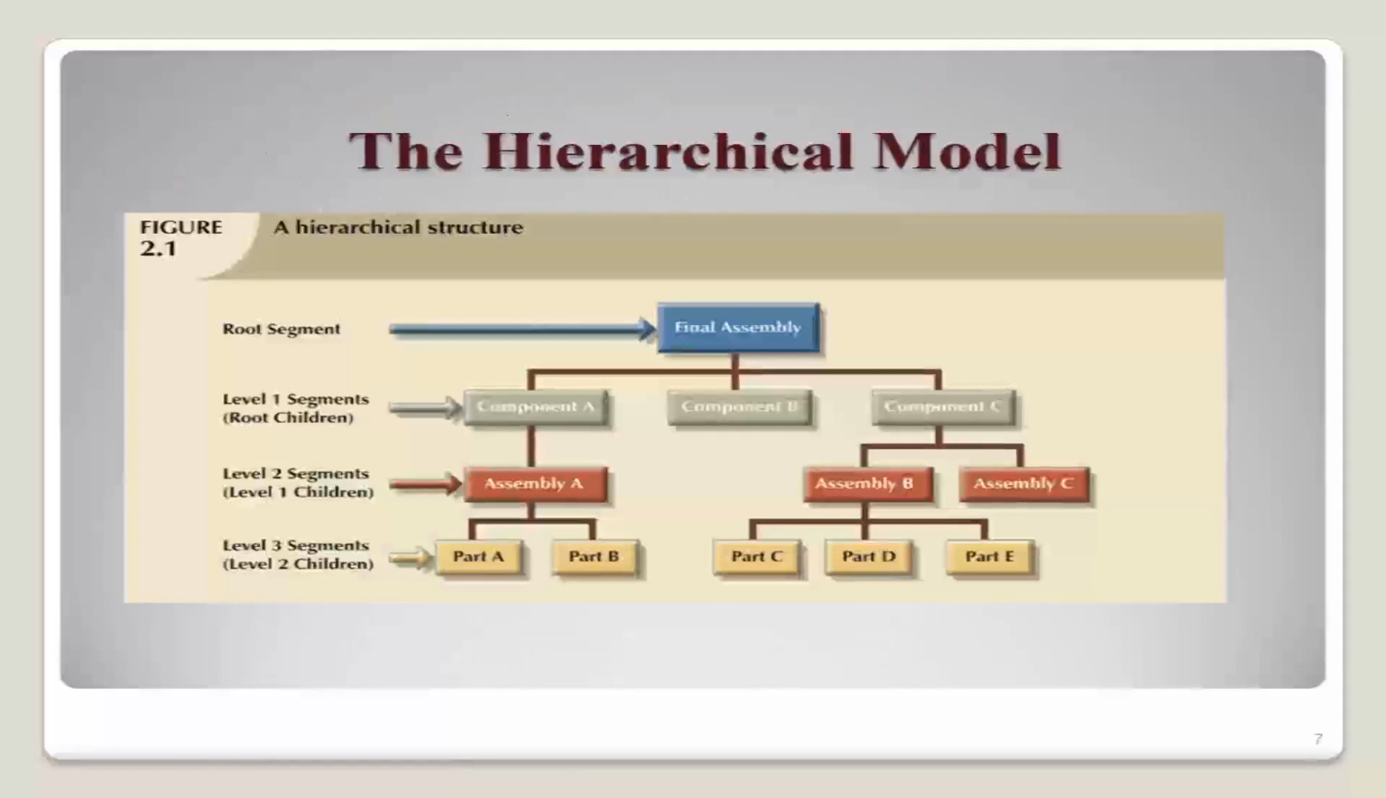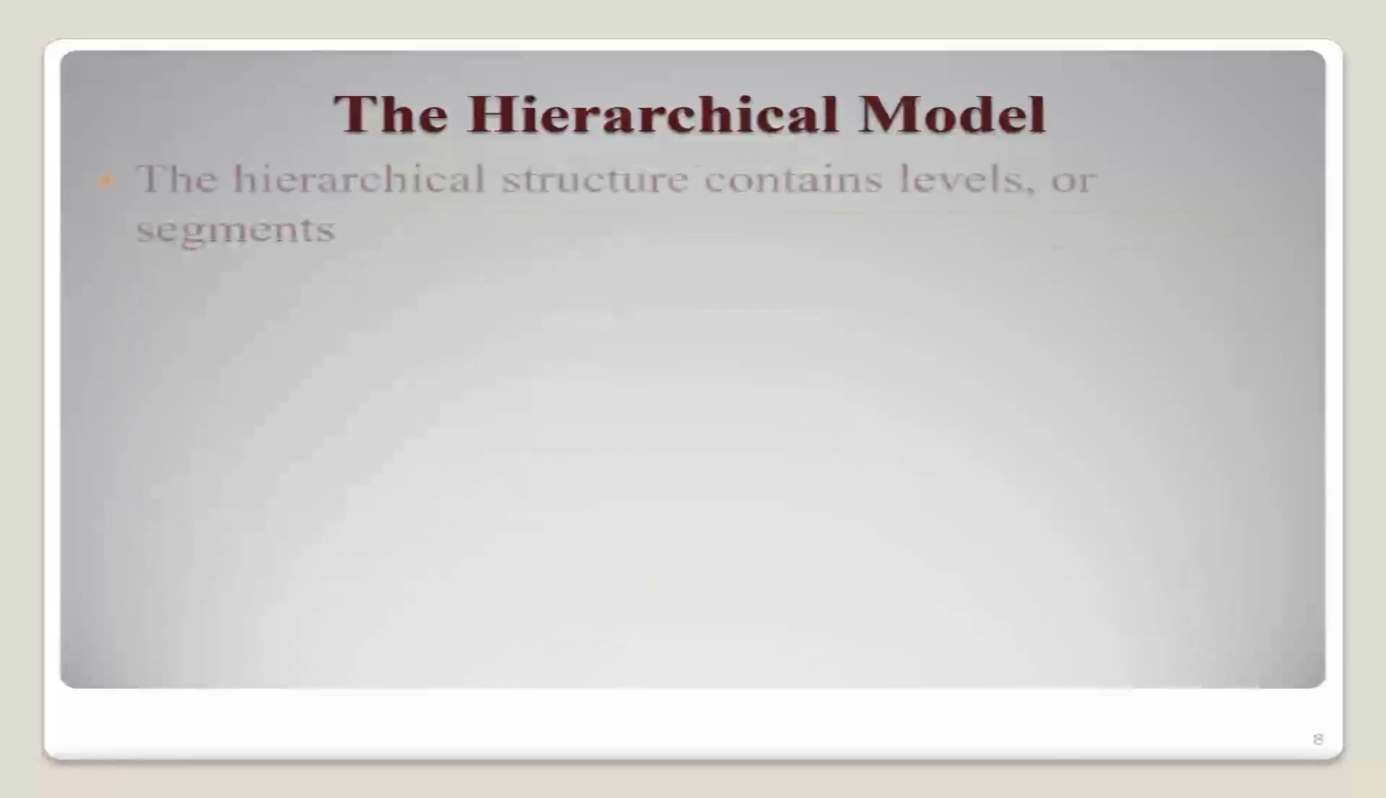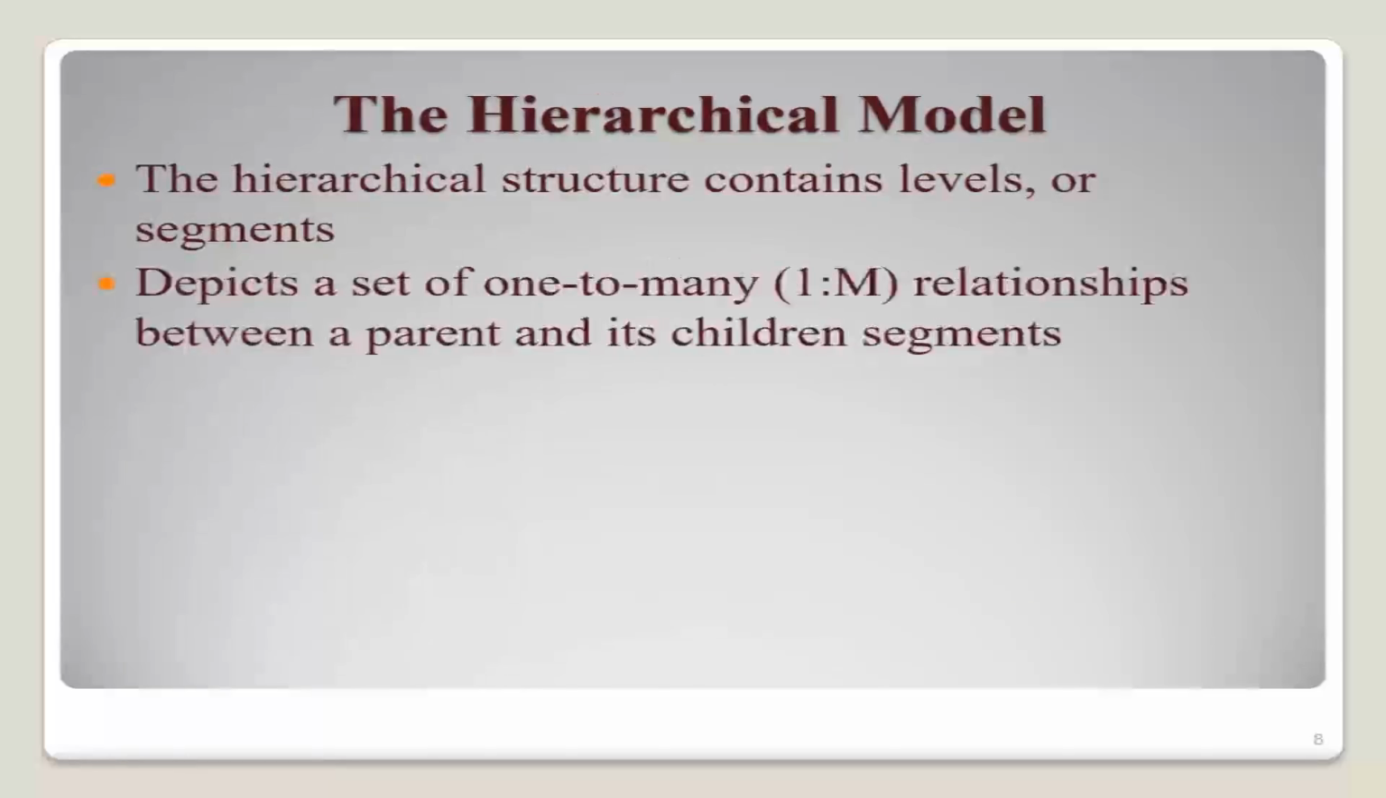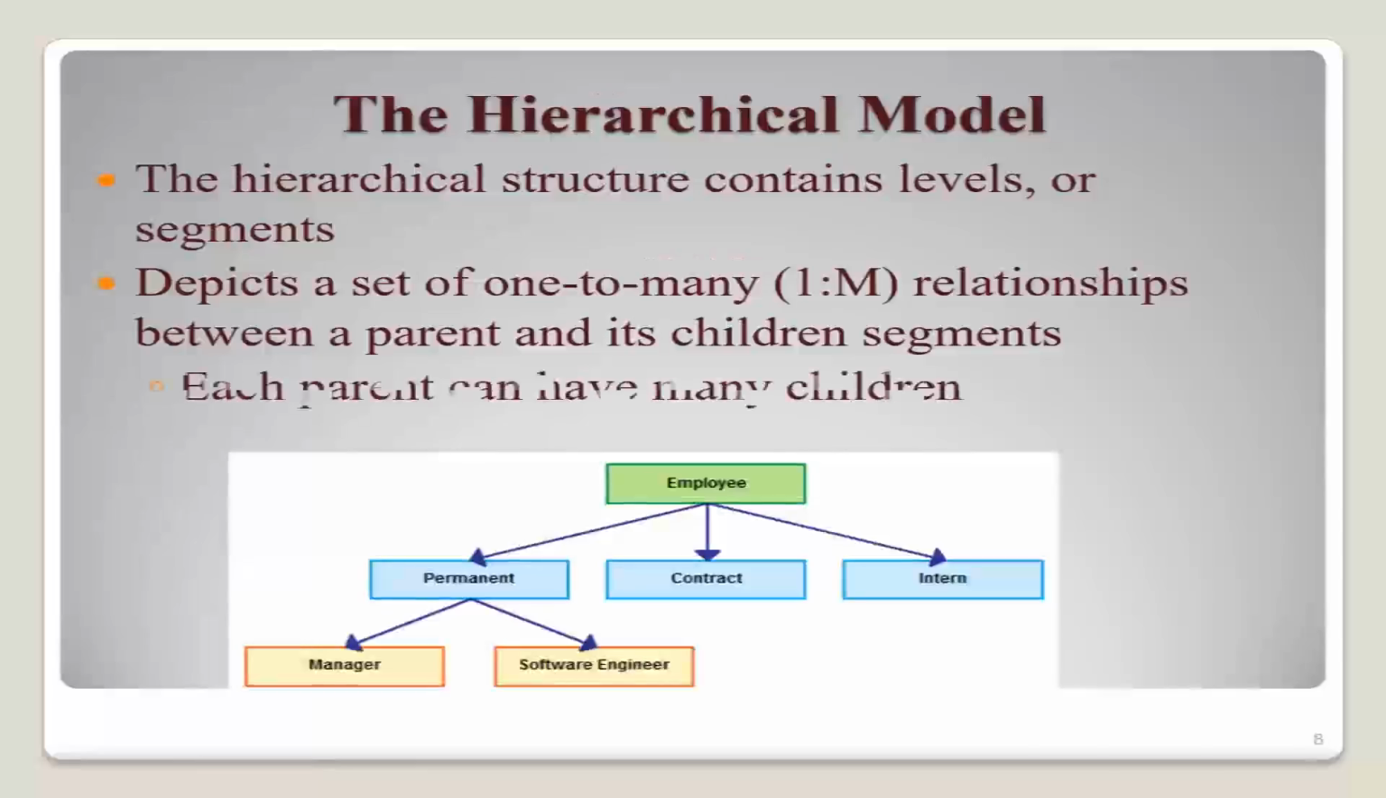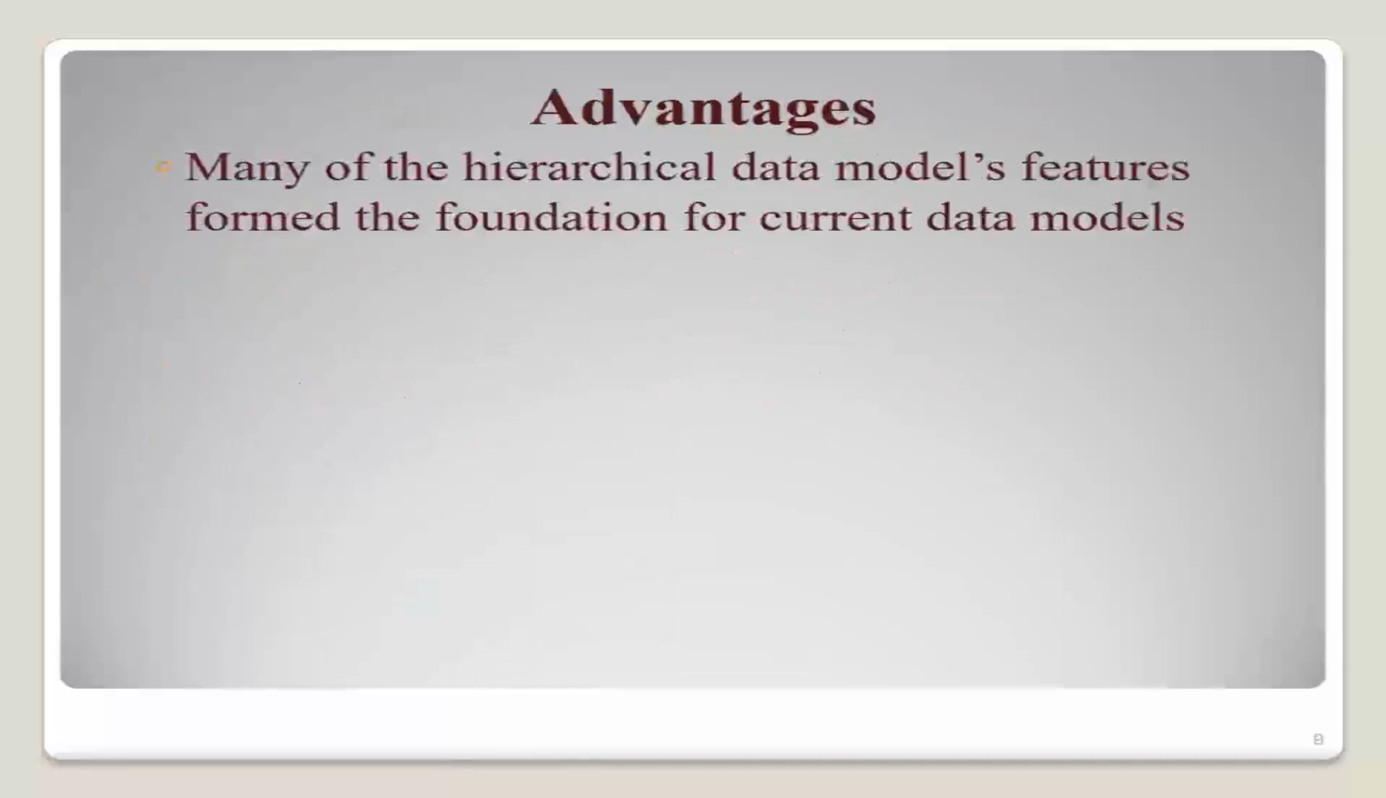The hierarchical structure contains levels or segments, which depict a set of one-to-many relationships between a parent and its child segment. Each parent can have many children. Each child has only one parent. Moving to the advantages of the hierarchical data model.